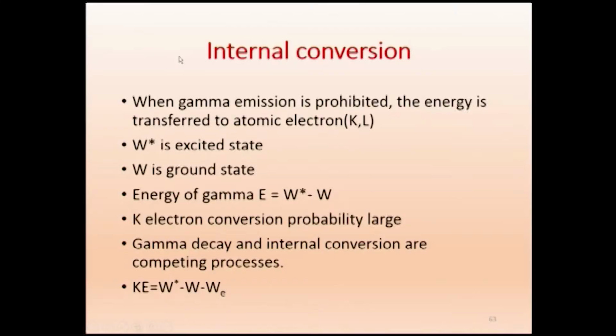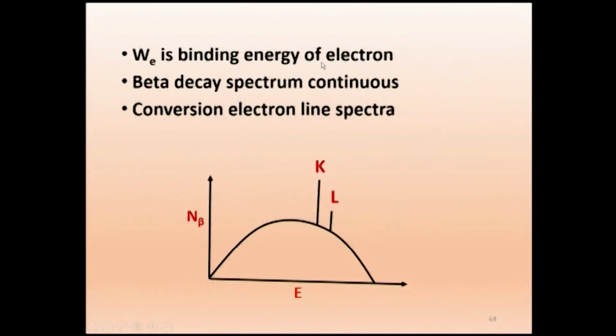So, it requires some energy to be removed, the binding energy. First, the binding energy has to be removed, then we get this. Therefore, the kinetic energy will be this minus this. Now here, this W_E is the binding energy of the electron in the atomic level. Now, here one difference will be the beta decay.